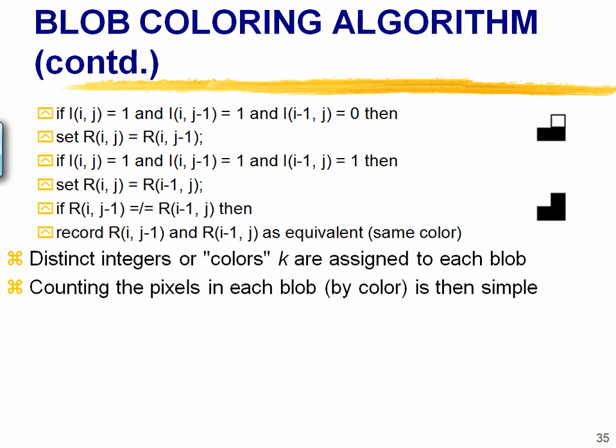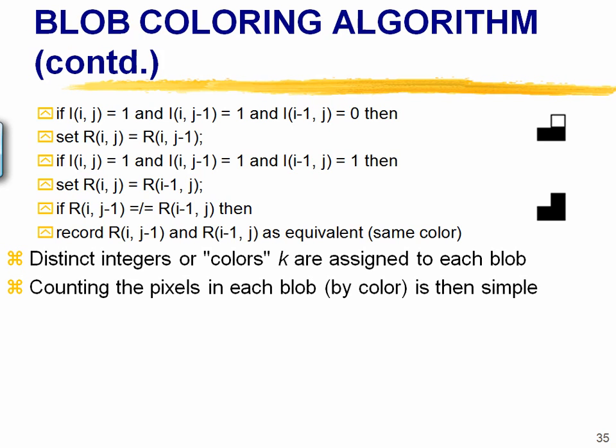You basically perform this operation for the entire image, and the end product of that is essentially an array R, which has a color value, a k value if you will, for every pixel in the image. Now keep in mind that that k value doesn't have to be in order. If you have 5 objects, you're not going to end up with k equal to 1, 2, 3, 4, and 5, because you are reassigning the k values as you scan along your image.